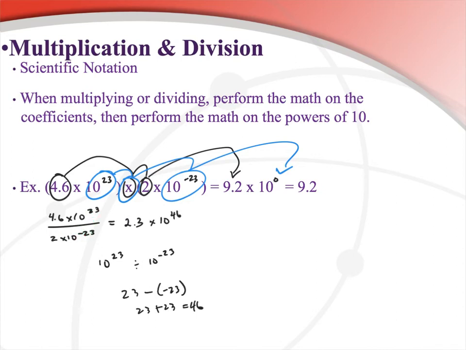Okay, so that's just going back to some of your algebra skills. 4.6 times 10 to the 23rd divided by 2 times 10 to the negative 23rd gets us 2.3 times 10 to the 46th.